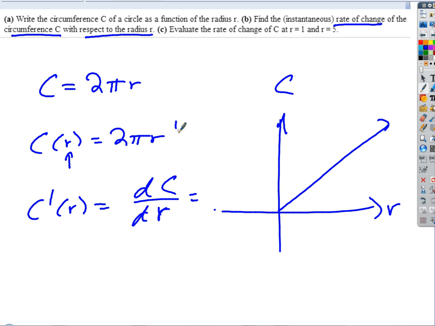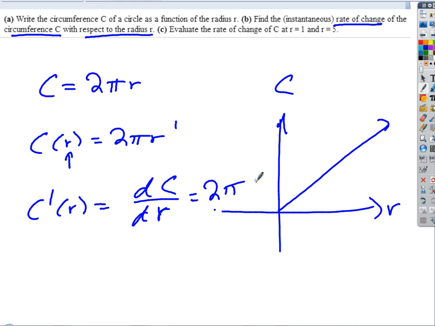What if those were x's? What's the derivative of 2x? Just 2, right? So what's the derivative of 2 pi x? 2 pi. What's the derivative of 2 pi r with respect to r? 2 pi. That's it. And so if we want to know what's the rate of change of circumference when r equals 1? 2 pi. There's no r in our answer, right? When r is 5, it's 2 pi.